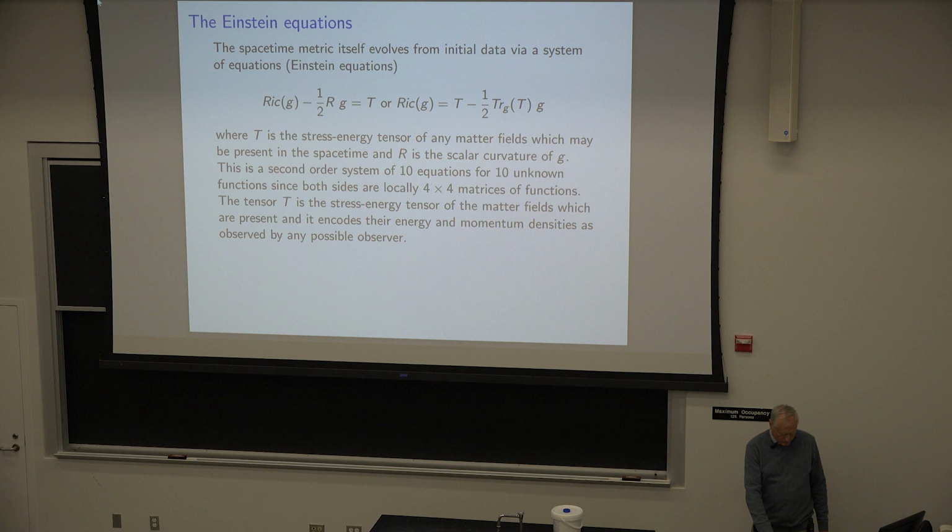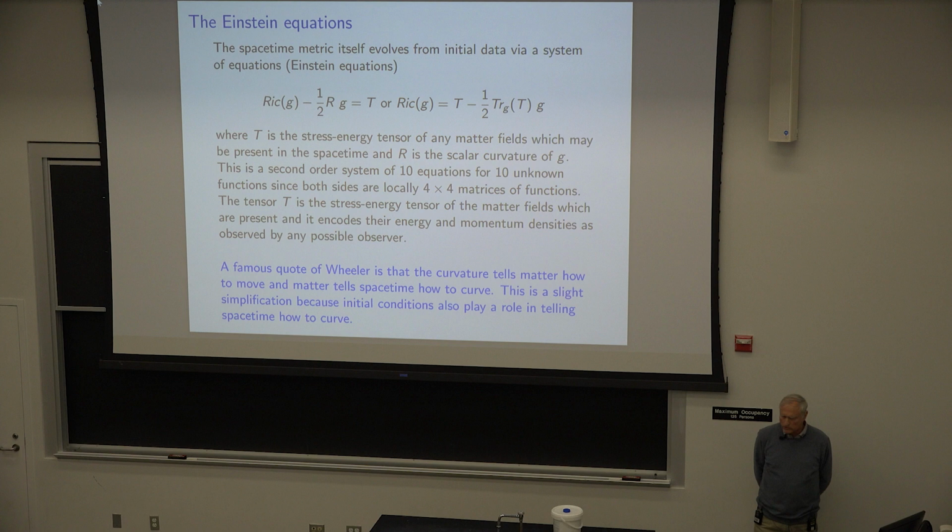And so there's a famous quote of John Wheeler, who was one of the very influential workers in relativity in this country. Actually, he was an assistant of Einstein, I believe, at the Institute. And he was also very good at making quotable quotes. He has several of them. This one is a description of the Einstein equations. The quote is that the curvature tells matter how to move based on the geodesic equation, and matter tells space-time how to curve. That's what the Einstein equations say in a very general way.